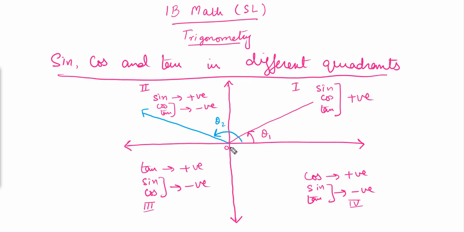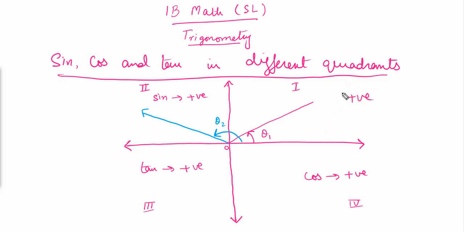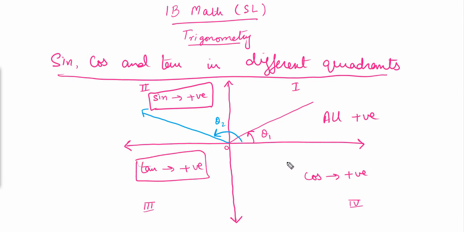So in order to make it simple, I'll just remove the ratios with the negative values so you can remember it easily. So we have in the first quadrant all positive, so I'll just write it as all positive. In the second quadrant, sine is positive. In the third quadrant, tan is positive, and in the fourth quadrant only cosine is positive. So this is the concept that you have to remember for angles in different quadrants.